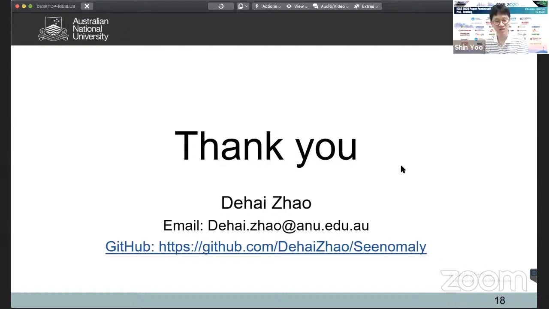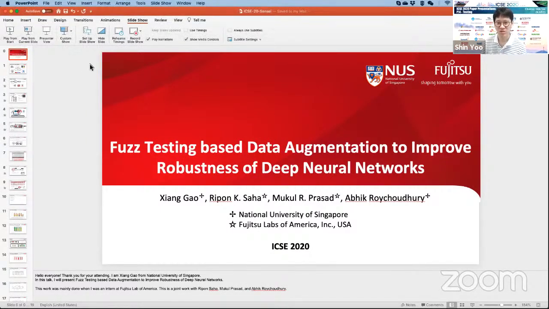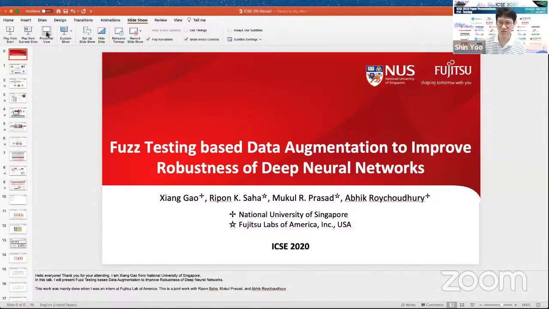Okay, thank you very much. Just remember that there will be rooms dedicated for each paper, and then you can continue any question or discussion over there. Thank you, Dehai. So we'll now move on to the second talk, which will be given by Xiang Gao. The paper title is Fast Testing-Based Data Augmentation to Improve Robustness of Deep Neural Networks. I think this is a topic that's of interest to many people, and Xiang started the screen share, so I'm going to give it to you.